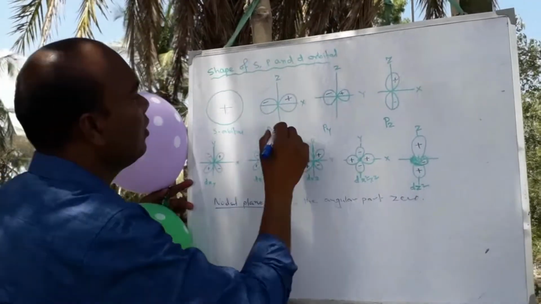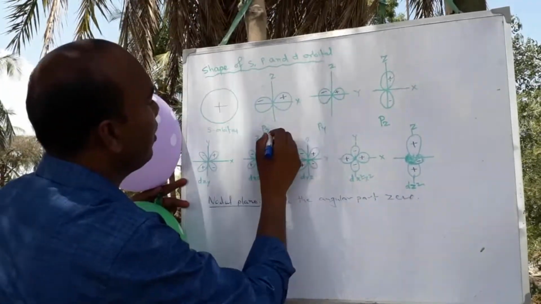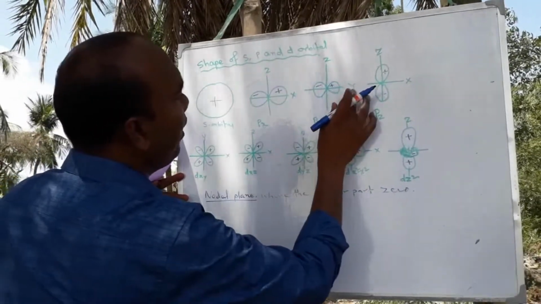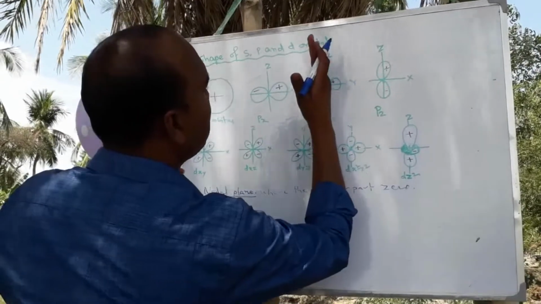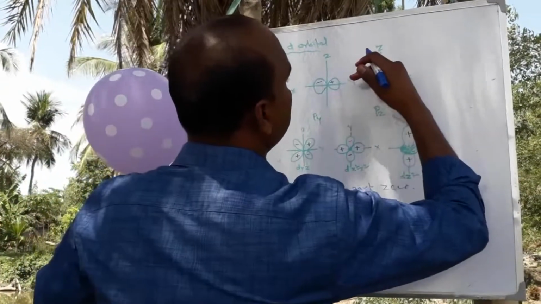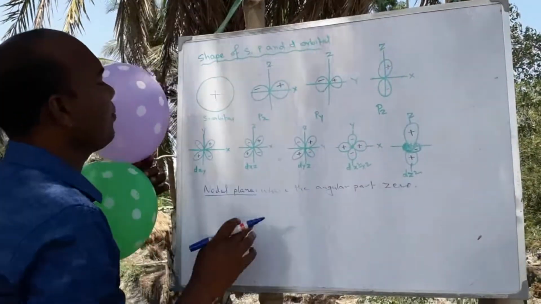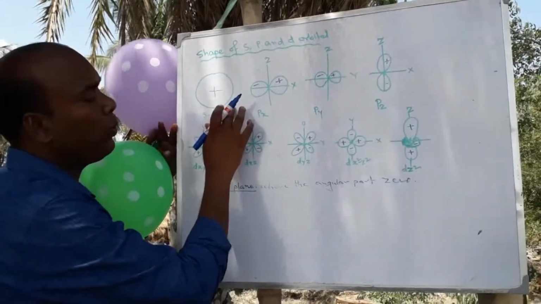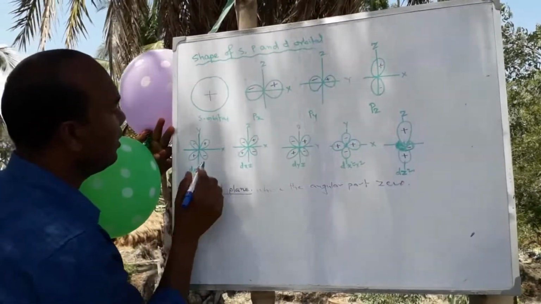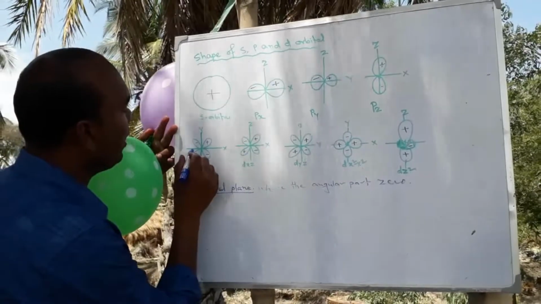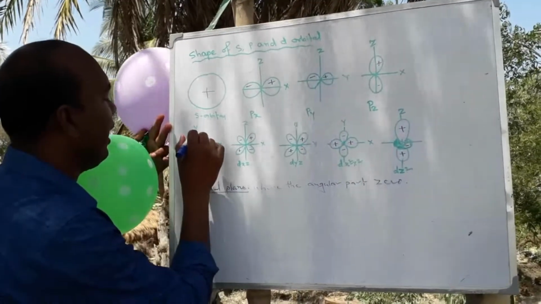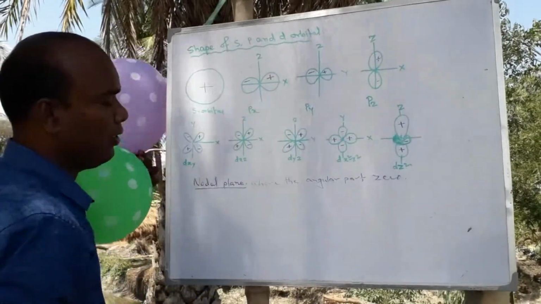You see, for the pz orbital, for the px orbital, this plane is the nodal plane. For the py orbital, this plane is the nodal plane. For the pz orbital, this plane is the nodal plane. But here you see, for the s orbital there is no nodal plane. If you look at the dxy orbital, then you will see that there are two nodal planes. One nodal plane is in that direction and another nodal plane is in that direction.